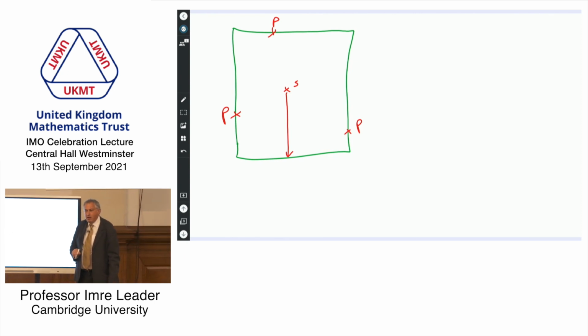Okay. And if we imagine that the side length of this square is, let's say, 1, then this length is a half, and this length is also a half, isn't it? So the porter doesn't get there in time. Does everyone agree with that? Not even Pythagoras needed for that.